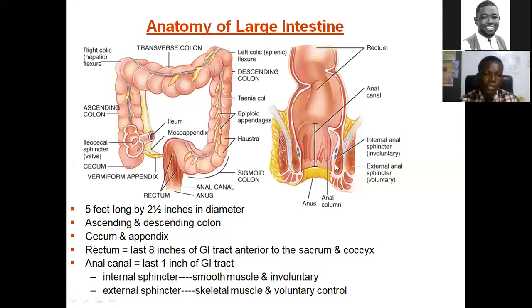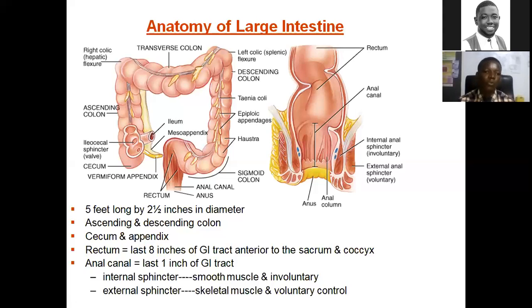So when you get to the anal region, as I said earlier, the anal region is made up of two types of muscles. We have the inner muscle and we have the outer muscle. The inner muscle is made up of smooth muscles, and usually smooth muscles are involuntary. They are not under conscious control. So we have what we call the internal anal sphincter. Then we also have what we call the external anal sphincter, which is made up of skeletal muscles. And skeletal muscles are usually under conscious control, so it is voluntary.